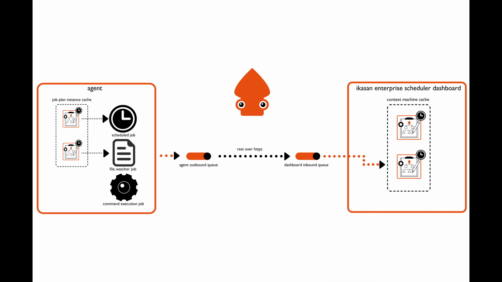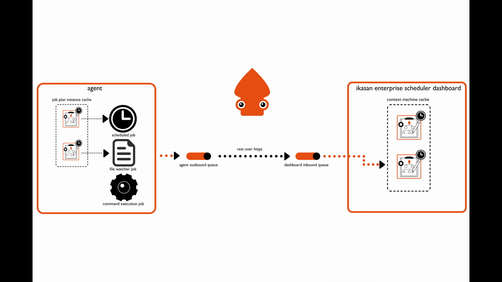Now, there are three job types that are executed on the agent. There's a scheduled job, which basically fires at a point in time. There's a file watcher job, which determines the arrival of a file and notifies the scheduler dashboard that the file has arrived. And we've already seen that there's a command execution job, which is executed when the context machine initiates that event.